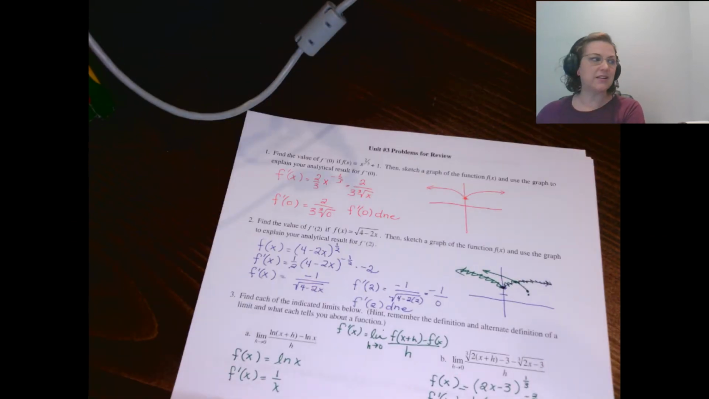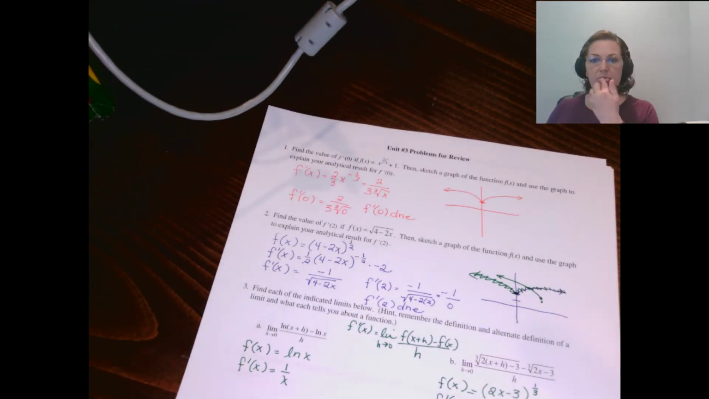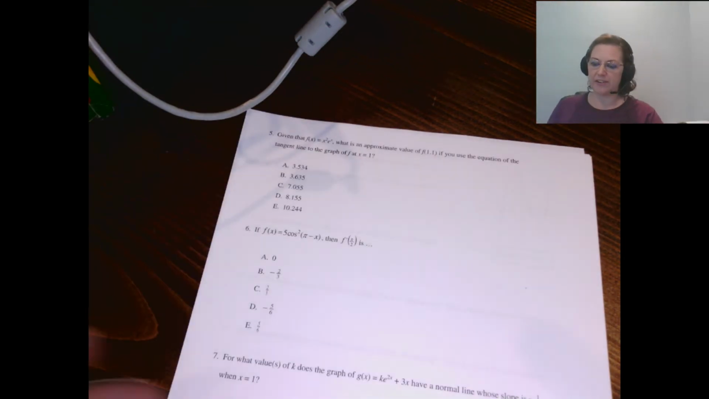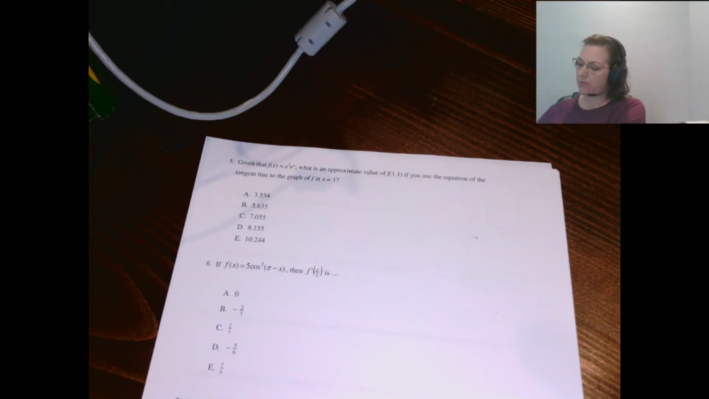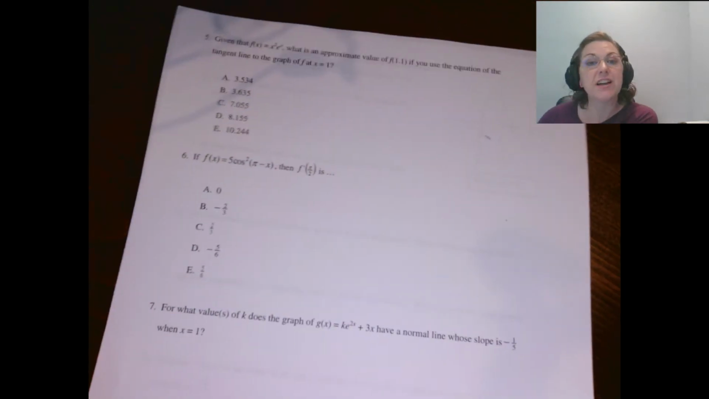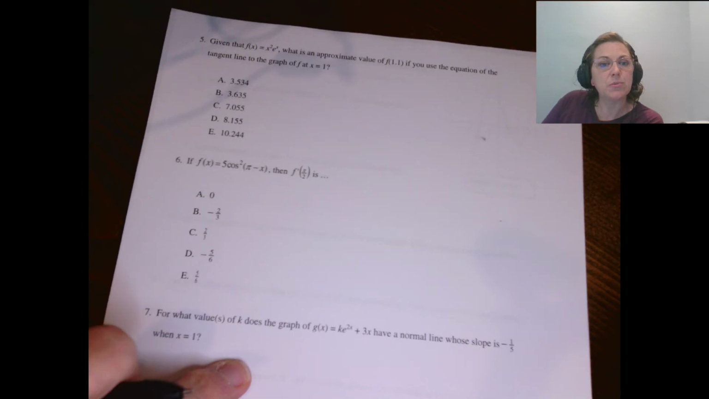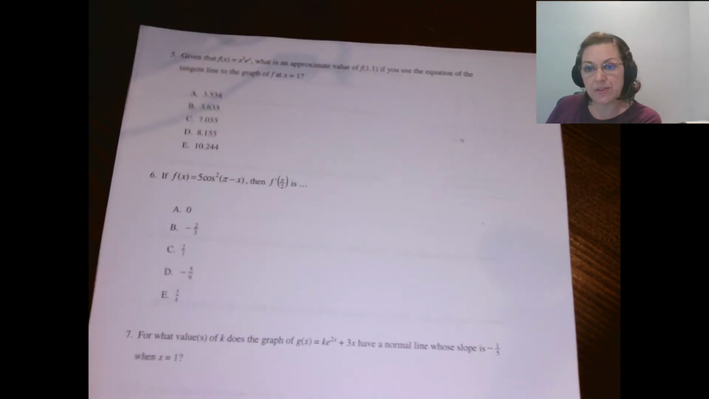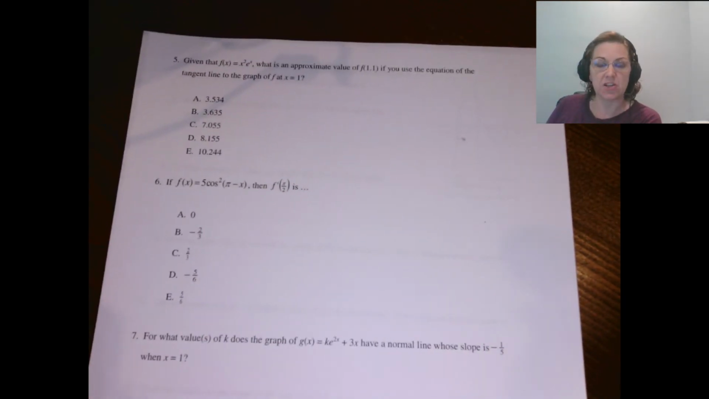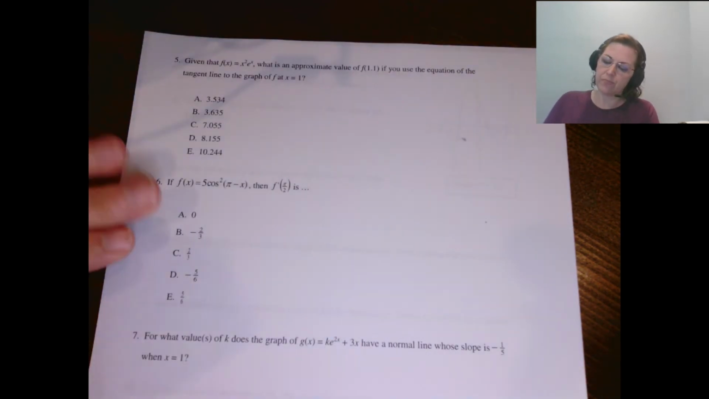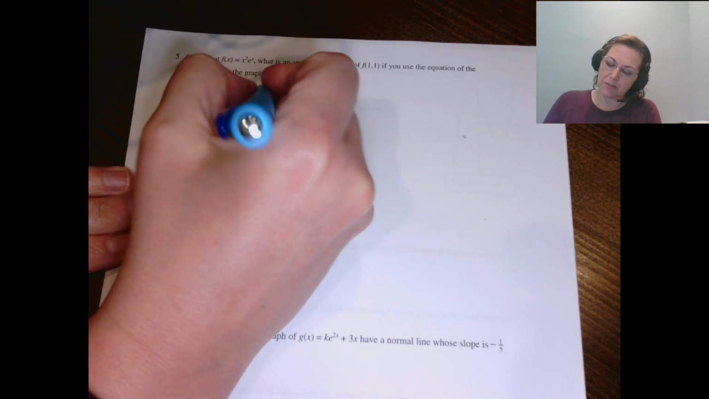All right, let's keep going with number 5 here. Given this function, what is the approximate value of 1.1 if you use the equation of the tangent line to the graph at x equals 1? So this one, I would start by writing the equation of the tangent line. So let's do the derivative. We're going to have to use a product rule here.